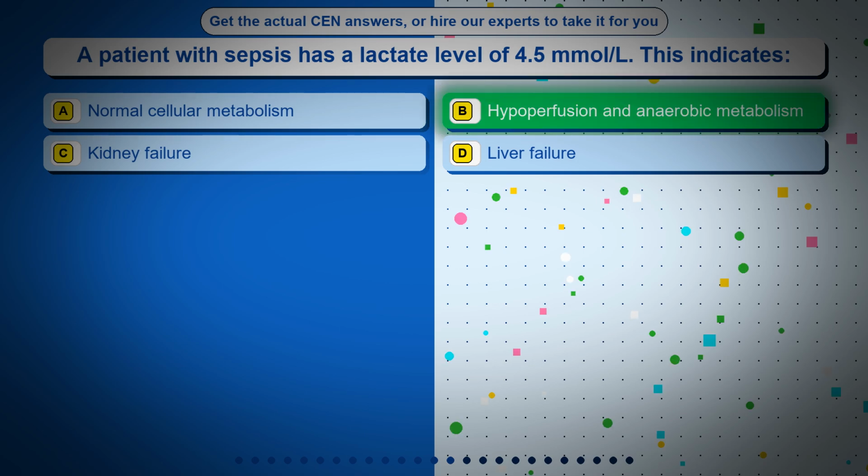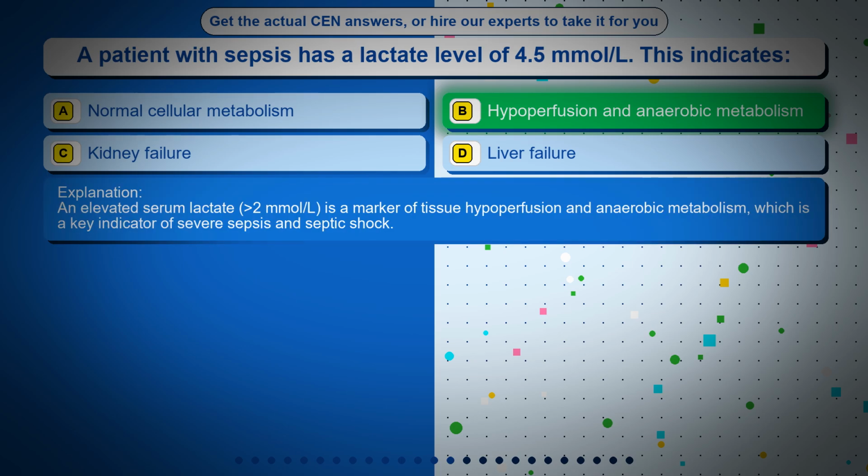The correct answer is Option B, hypoperfusion and anaerobic metabolism. An elevated serum lactate, greater than 2 mmol/L, is a marker of tissue hypoperfusion and anaerobic metabolism, which is a key indicator of severe sepsis and septic shock.